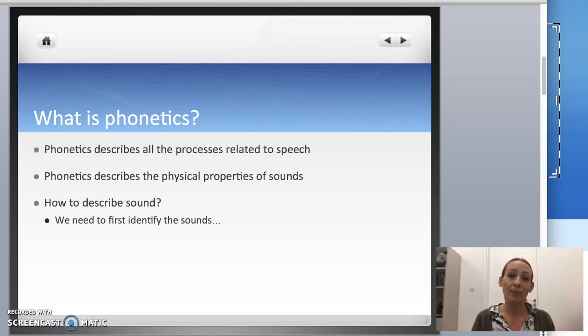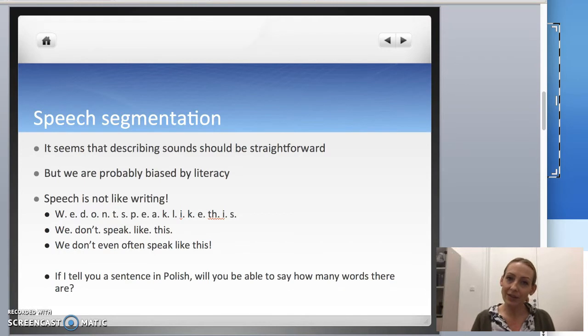But before we start describing sounds, we have to go back to an even more basic question about how to identify the sounds that we want to describe. And it kind of sounds like a simple question. Well, of course, we all speak in sounds and we can all identify the sounds A and B and K and so on. So it sounds to us like it should be straightforward.